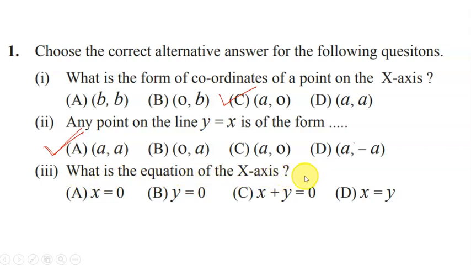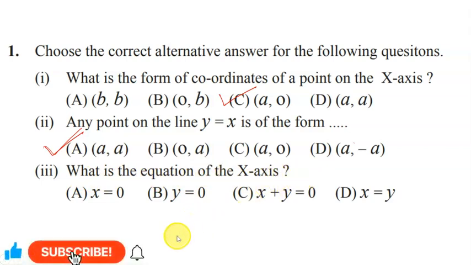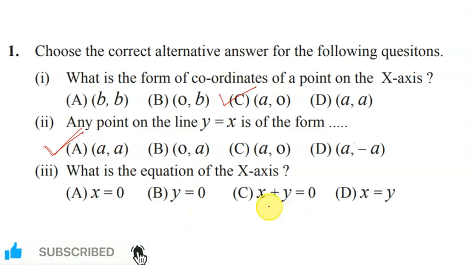What is the equation of x-axis? We know that the equation of the x-axis is y is equals to 0. x-axis वर प्रत्येक y coordinate हा 0 असतो. ओके, and hence option B is correct here. आणि y-axis च्या बाबतीत काय असतं तर x is equals to 0. But for this question, what is the equation of the x-axis? It's y is equals to 0.